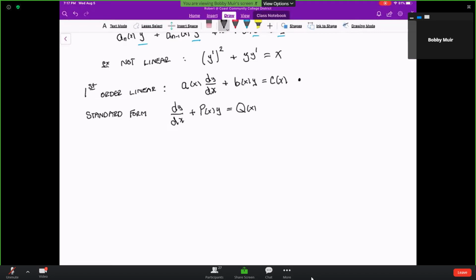Now, in order for us to get from the first one I wrote down to the second one I've got written down here, I had to do some dividing, right? Like I'm dividing by a of x. So there is no restriction of a of x equaling 0 in the original thing. So you have to keep track of that stuff.